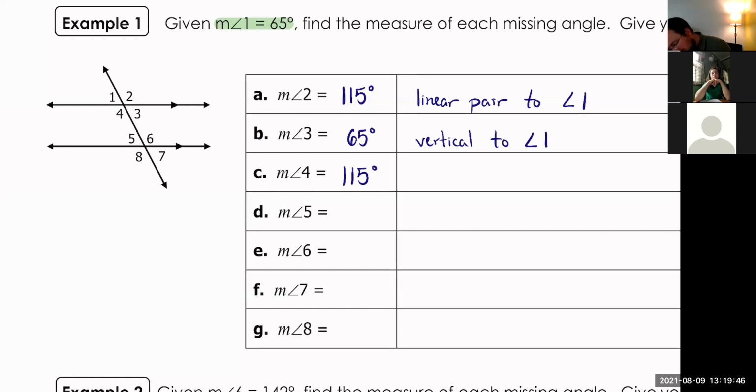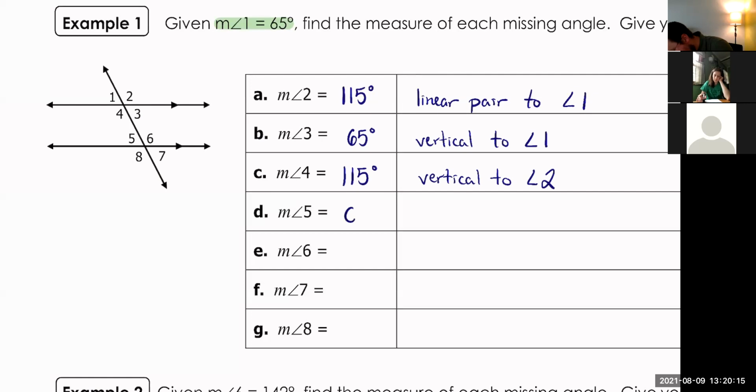I'm going to say vertical again, this time to angle 2. That is not the only explanation. Okay, so we've knocked out the little cluster there at the top. We're jumping down to the other little cluster, starting with angle 5. We've got a couple options now. What would be the measure of angle 5?